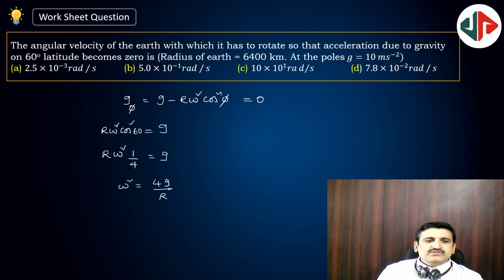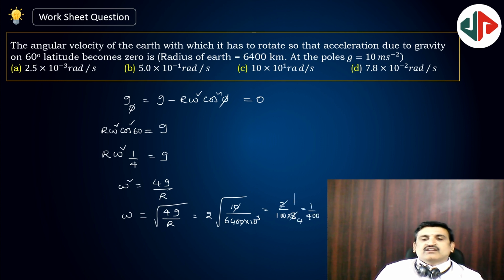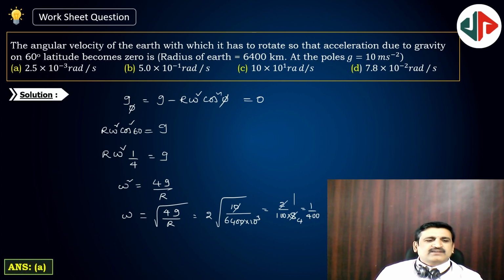Now the R value is substituted. Omega is equal to the square root of 4g by R. So 2 root g, with g as 10 and R as 6400 into 10 power 3. 100 goes, 4 zeros are there, so 2 by 100 into the root of 64, which is 8. 8 eights are 64, 2 will go 4 times, so it is 1 by 400. Omega comes in radians per second, so 1 by 400, that is 0.25, is correct.